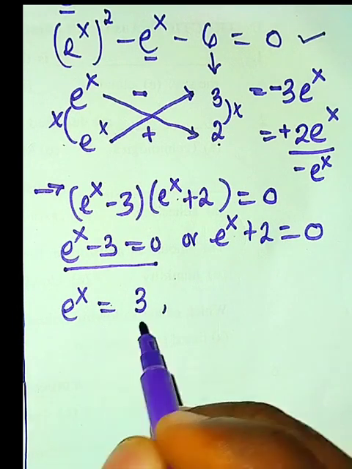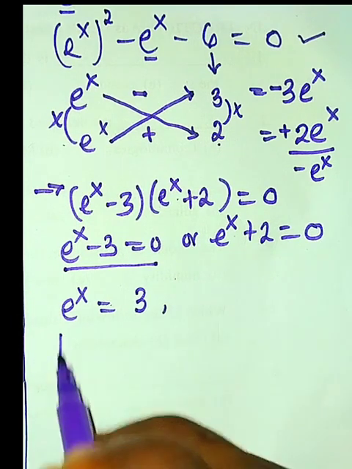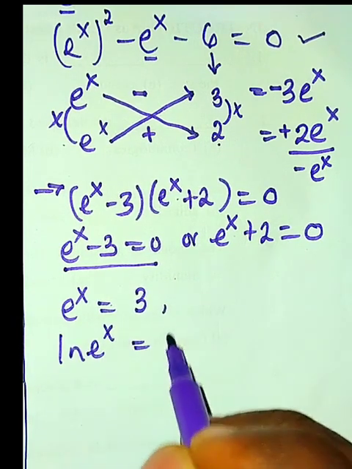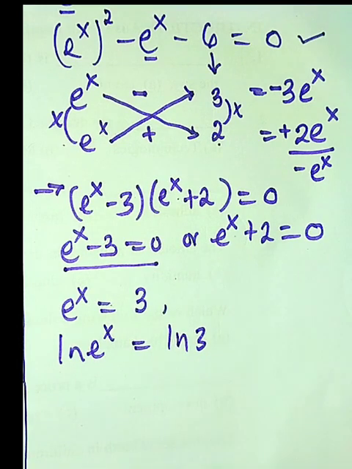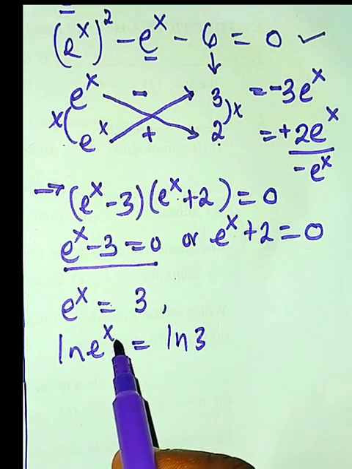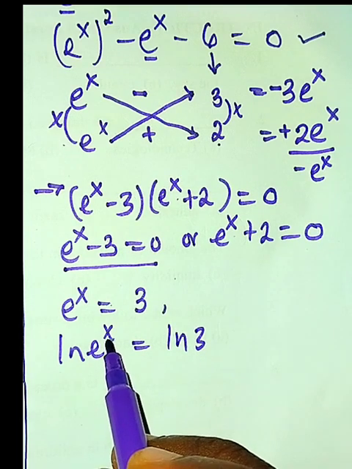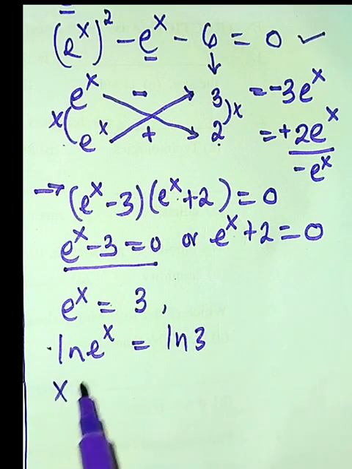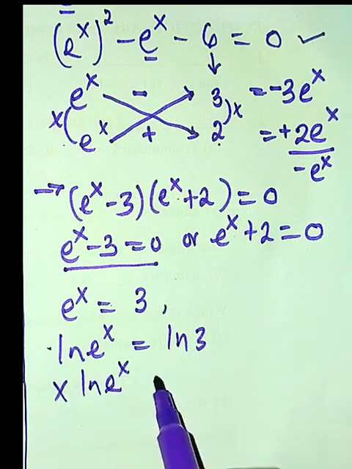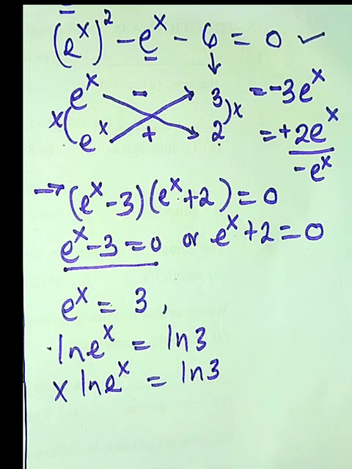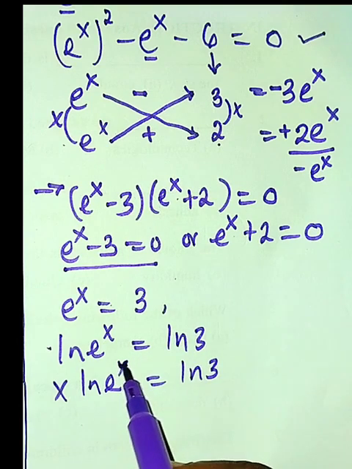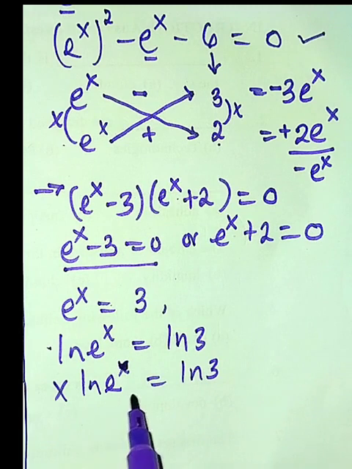From here we can introduce natural log to both sides of this equation. So this is going to be ln e^x = ln 3. Now from here, how do we get this x? We take this x back, so we have x ln e = ln 3. Sorry for that.